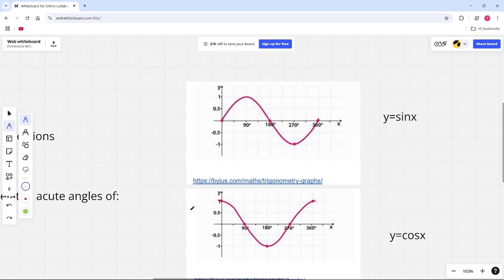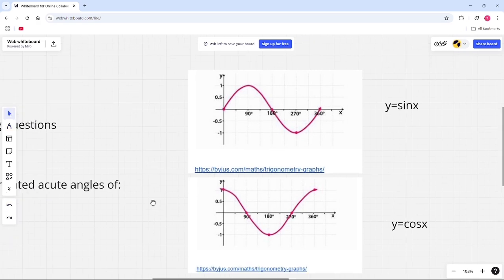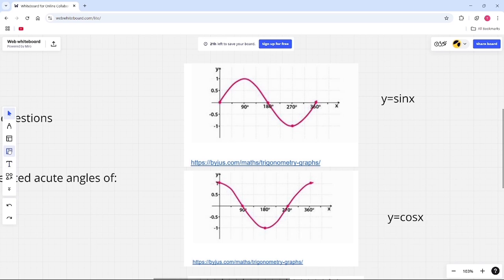Now, let's see for the other two, y equals cos x. As we can see from 90 to 180, we can clearly see the function is below the x-axis, which means its outputs will be negative.